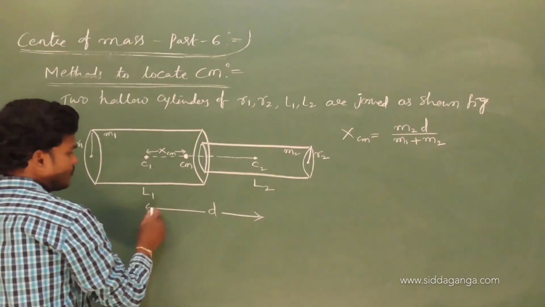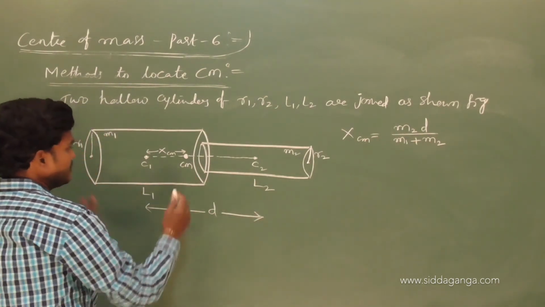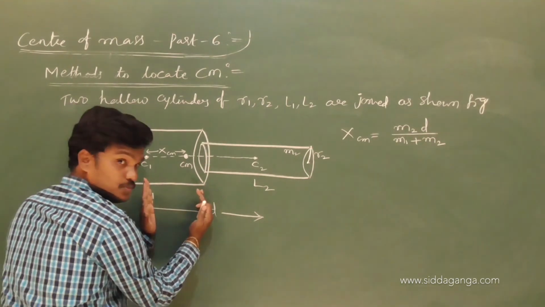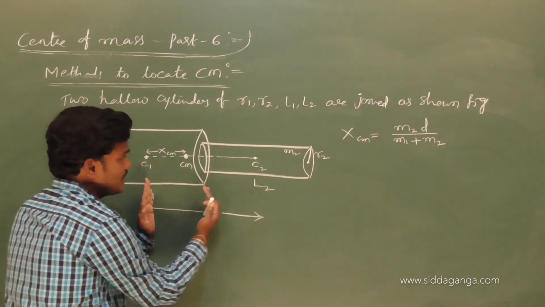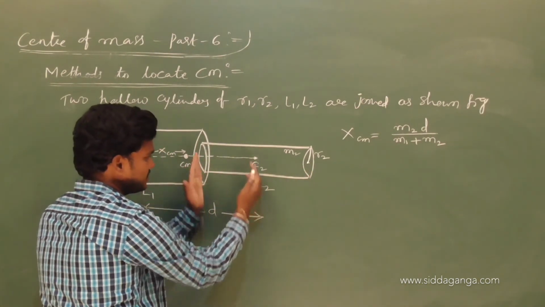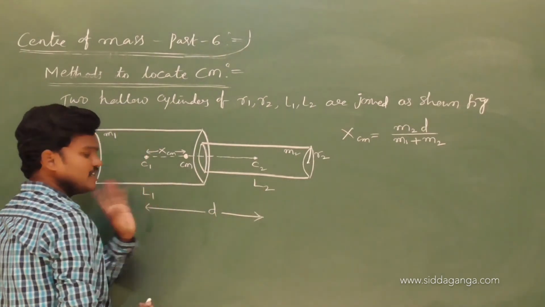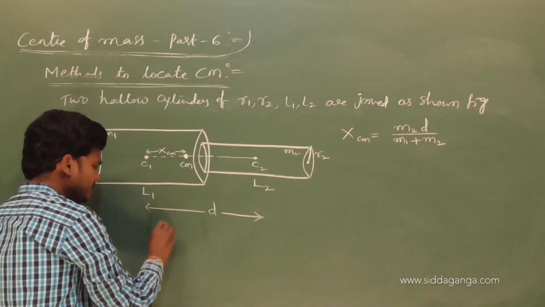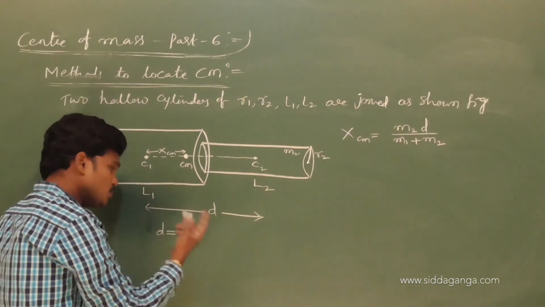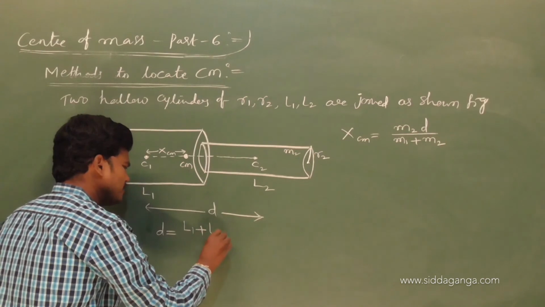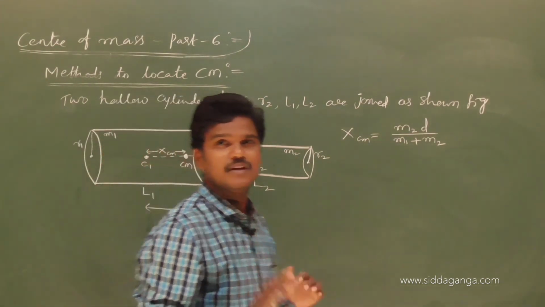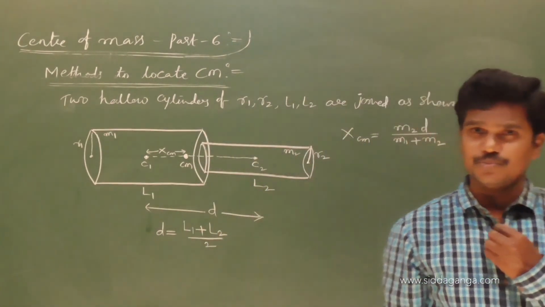See, what is this D? This is L1, this is L1 by 2. And this is L2, this is L2 by 2, half of this. Then what is D? D is very clear: L1 by 2 plus L2 by 2. So L1 plus L2 divided by 2. So the D value is clear: L1 plus L2 by 2.